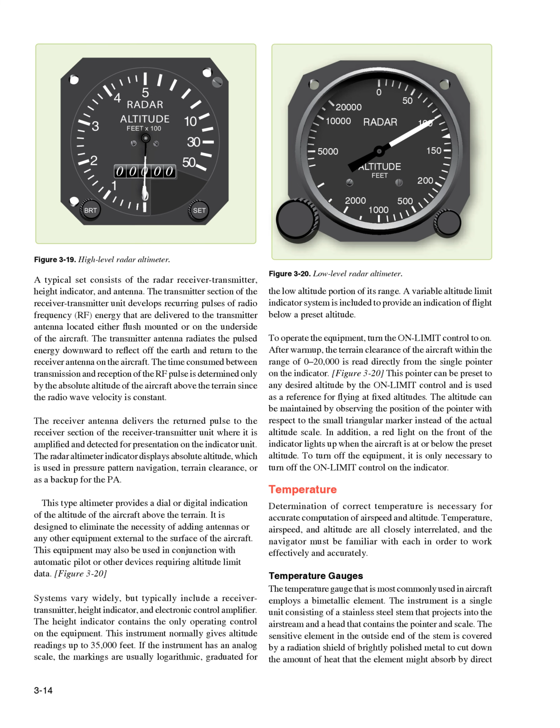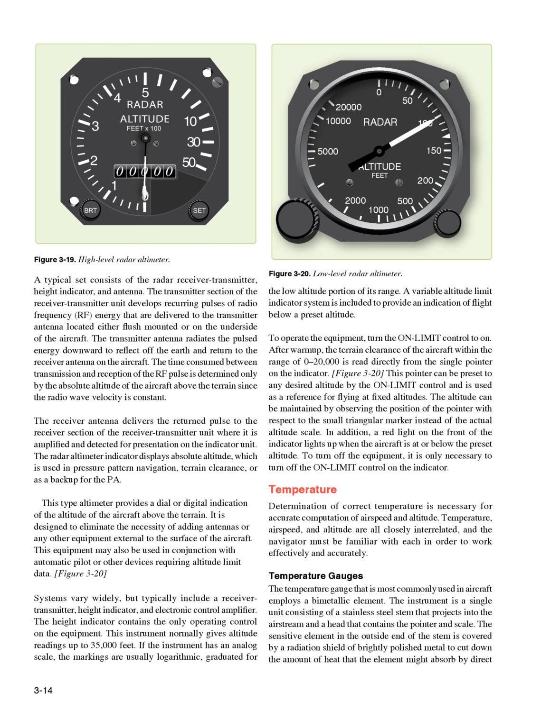Figure 320. Systems vary widely, but typically include a receiver transmitter, height indicator, and electronic control amplifier. The height indicator contains the only operating control on the equipment. This instrument normally gives altitude readings up to 35,000 feet. If the instrument has an analog scale, the markings are usually logarithmic, graduated for the low altitude portion of its range. A variable altitude limit indicator system is included to provide an indication of flight below a preset altitude.